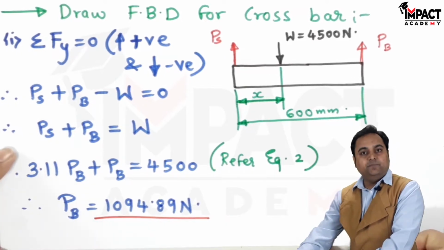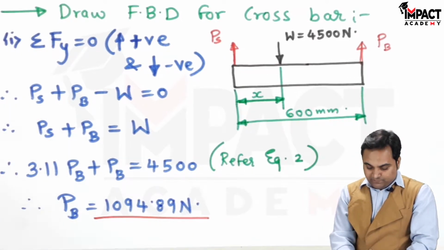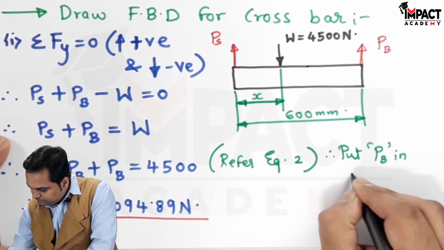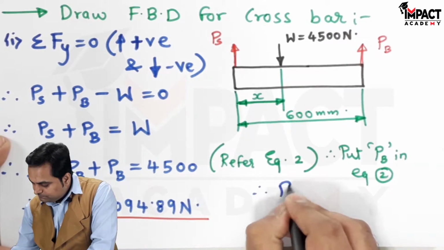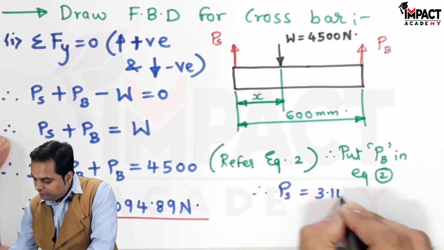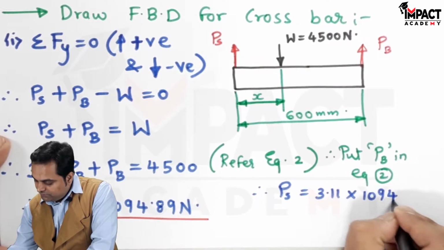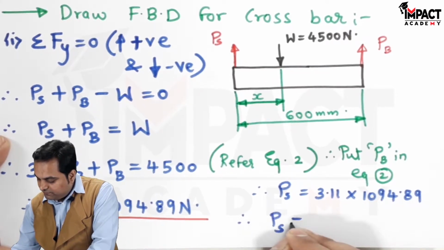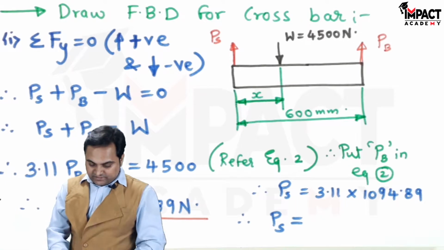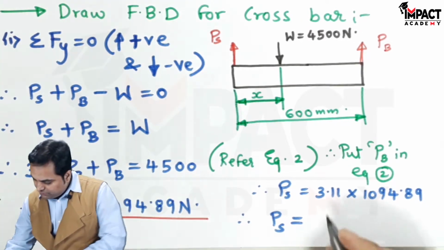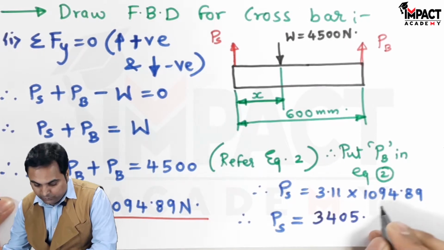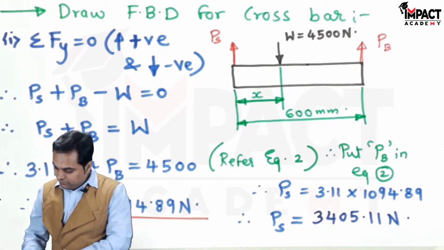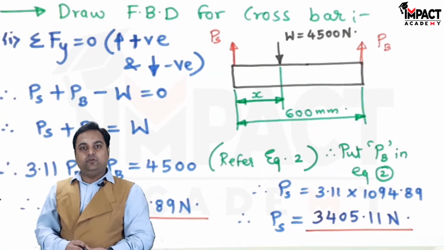This PB value again I'll put in equation 2 to get the answer of PS. It is 3.11 into 1094.89. So therefore P suffix S comes out to be, when I multiply this, I am getting the answer as 3405.11 Newton. So this much is the load which is acting on, or the reaction offered by the steel rod.